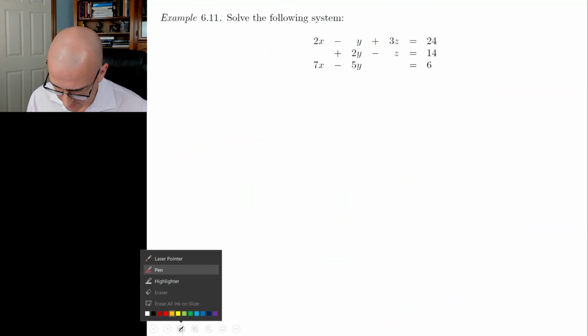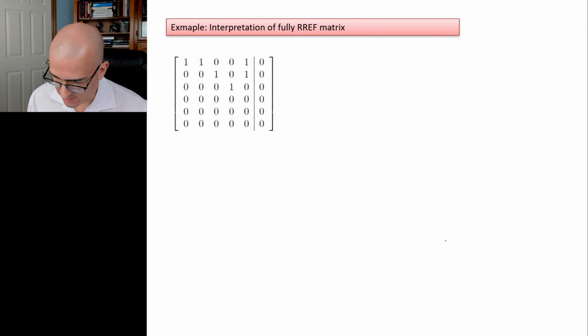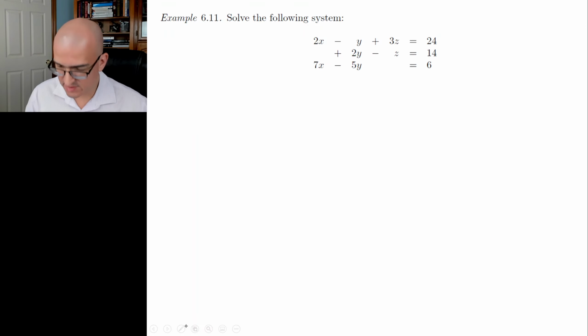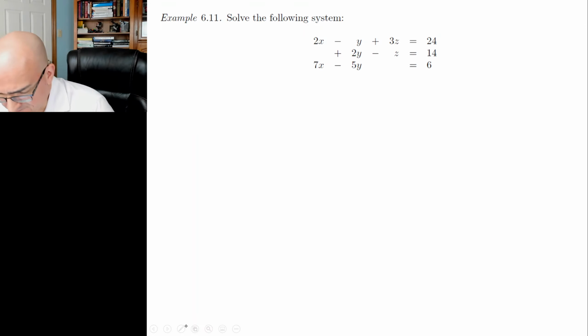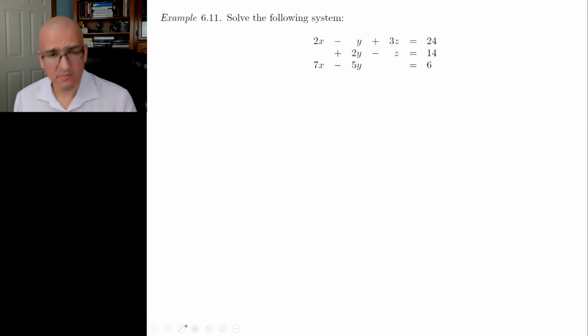Okay, and then I think this is the last. No, it's not the last. All right. This doesn't look very nice. It's got some big numbers in it. I'm worried about creating fractions, but let's see what happens.